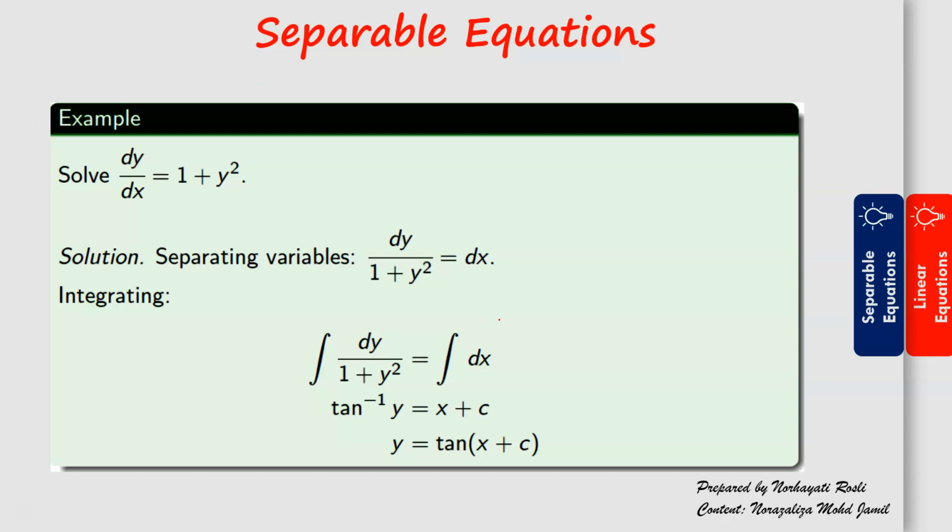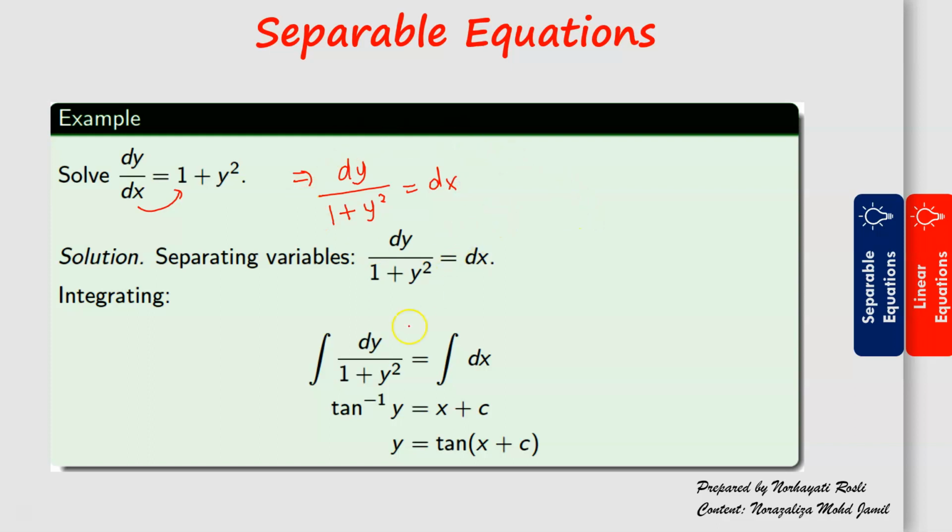So class, we go to this example. Solve dy/dx equal to 1 plus y squared. In this case, you don't have the term x, which means it is actually just multiplied by 1. So we can write our equation in terms of a separable equation. That means we have dy divided by 1 plus y squared, and this dx we move to this side, so it equals dx.